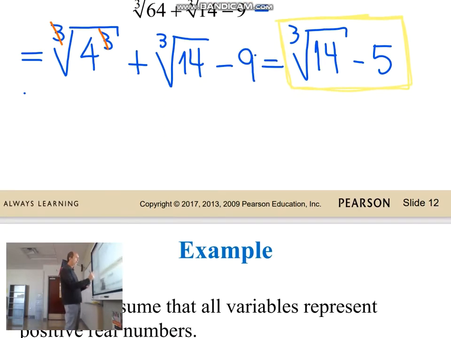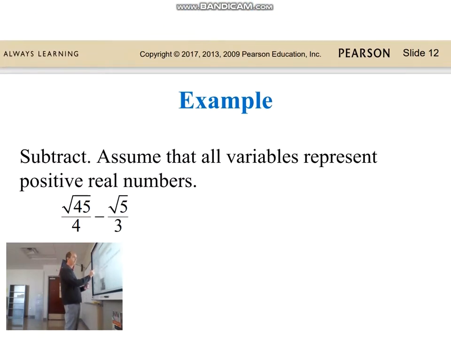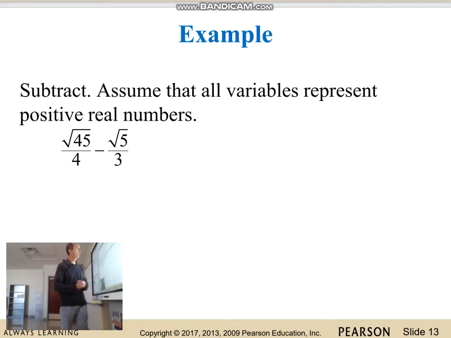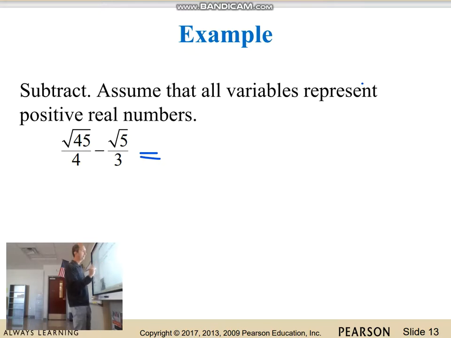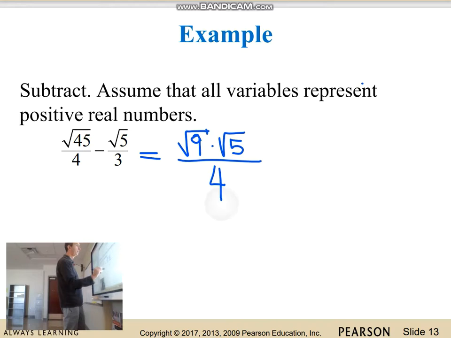Now let's move to the next example. Subtract. Assume that all variables represent positive real numbers. And we don't have variables anyways. We just have numbers. I don't know why the question is talking about variables. The square root of 45 over 4, and we can write the square root of 45, remember, 9, square root of 9 times square root of 5 over 4, minus square root of 5 over 3.